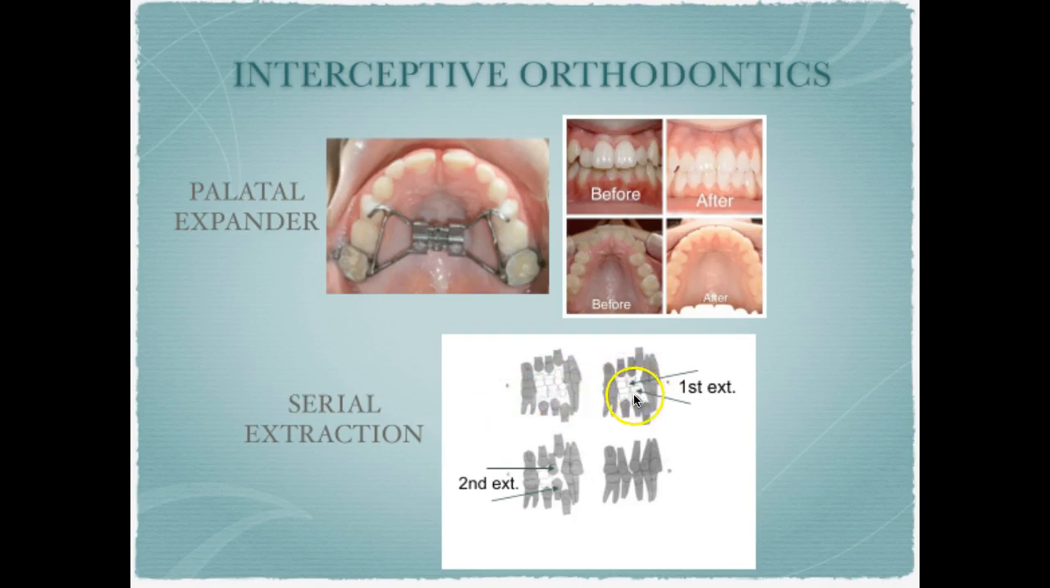So the first extraction is extraction of primary teeth. The second phase would be to wait for the eruption of the permanent teeth. In this case, it's the permanent first premolars, and extract those teeth, leaving space for the other erupting teeth. Now, in this case, you can see they're kind of tipped, so orthodontic treatment would still be indicated.